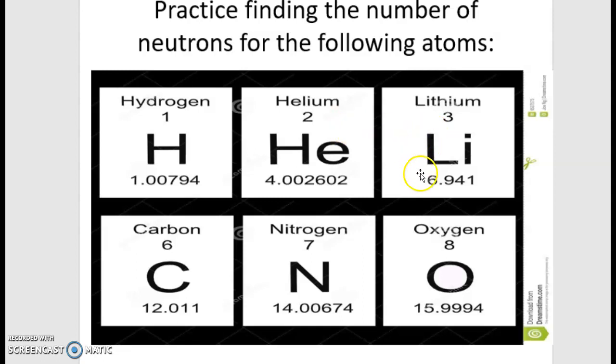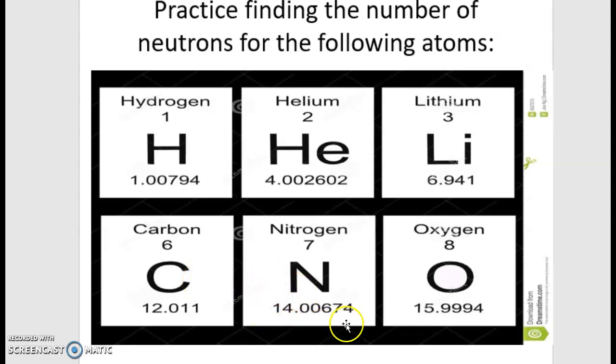Now let's look at lithium. Lithium, the mass number rounds to 7, minus the atomic number 3 tells us that there are 4 neutrons inside of a lithium nucleus. Let's look at carbon, which we've already done, but this mass number rounds to 12 minus the atomic number 6. That lets us know that there are 6 neutrons inside of a carbon atom.